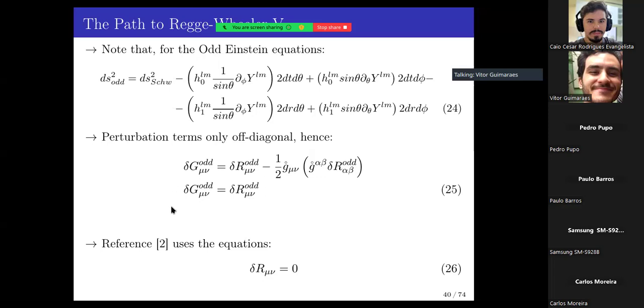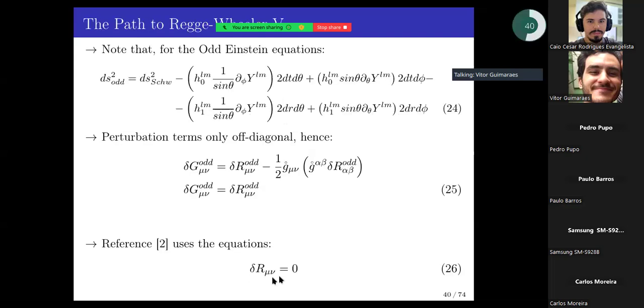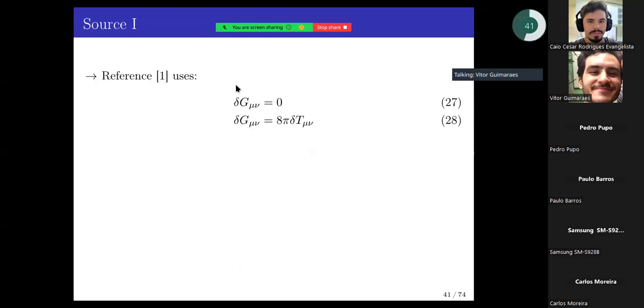What I'm trying to do here is show you that, for the odd part, this is exactly equivalent. Exactly the same. It doesn't change anything, because as we move to the course by Emanuele Berti, if you check his black hole perturbation course, he constructs the full Einstein tensor. He does not use this equation here. He uses the full Einstein equation. For the odd part, this is completely equivalent.